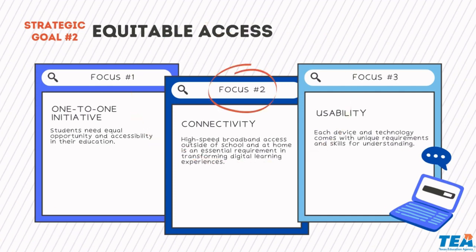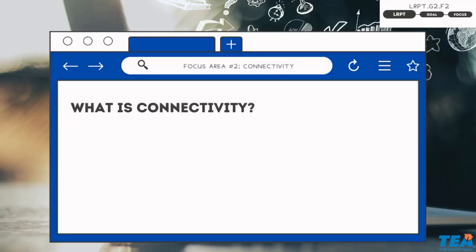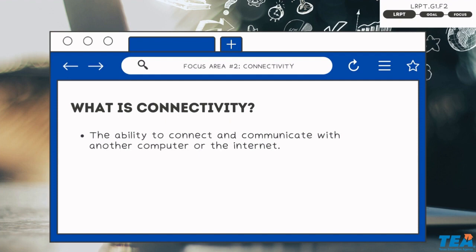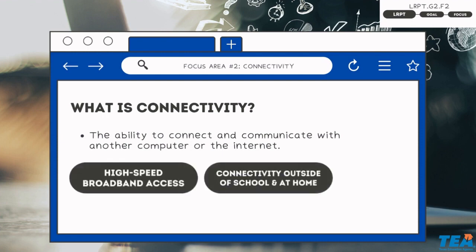Let's zoom in to Focus Area number 2. Focus Area number 2 is connectivity. For the purpose of this video, what is connectivity? Simply put, connectivity is the ability to connect and communicate with another computer or the internet. In this context, we are also looking for other factors of connectivity like high-speed broadband access and connectivity outside of school and home. Look for additional connectivity resources below.